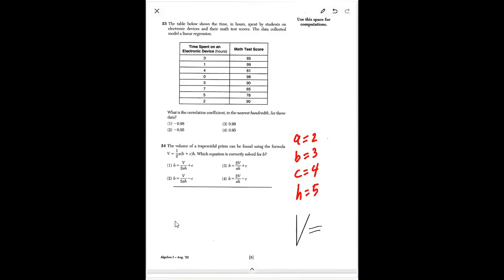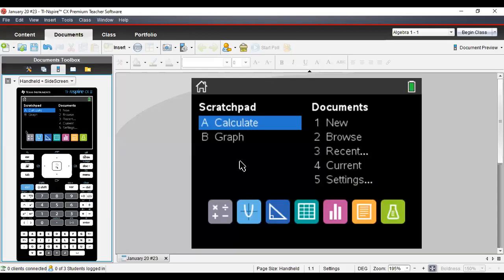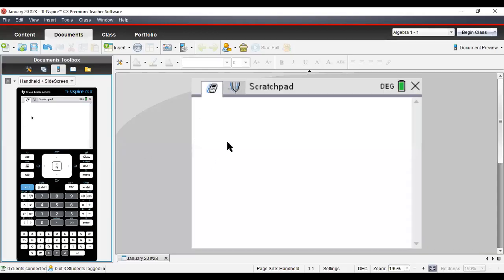So I'm going to pull up my calculator now. And here we go. I'm going to go to the home calculate screen, and I'm going to store those numbers. So 2, control store into A, and then I'm going to do 3, control store into B. Then I'm going to do 4, control store into C. And then I'm going to do 5, control store into H. Now, once I've done that, I've got everything stored.